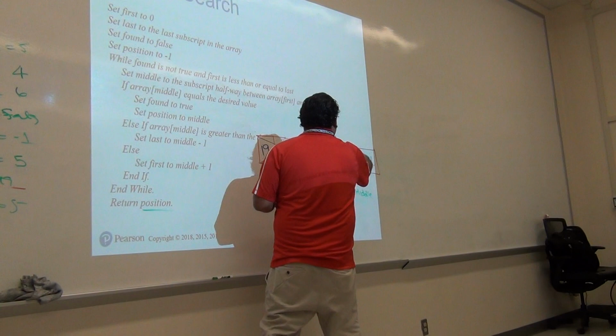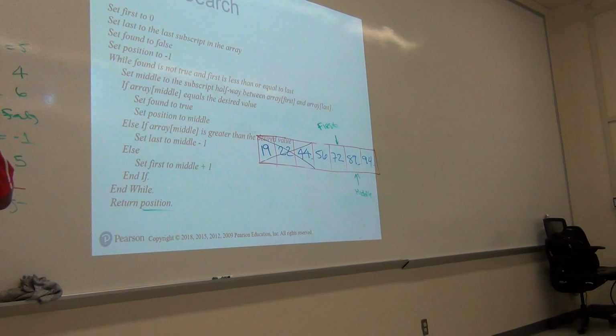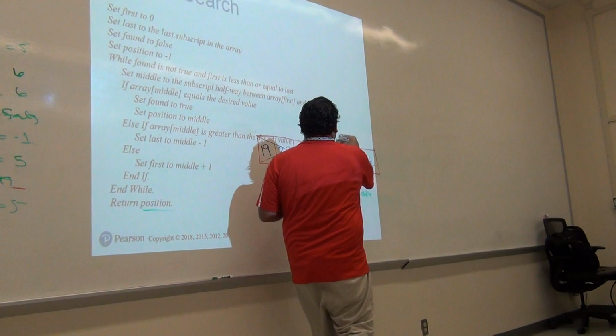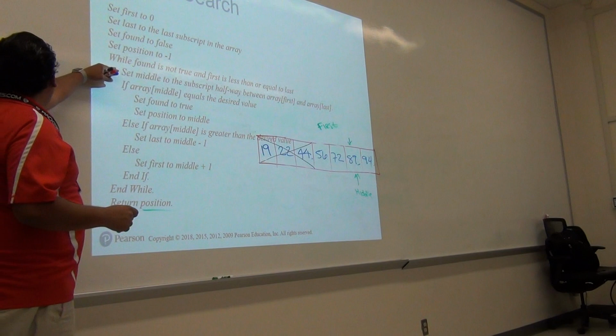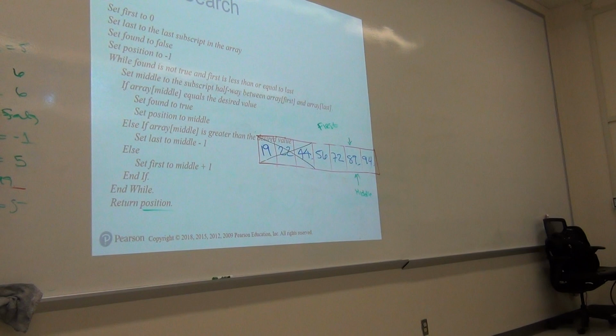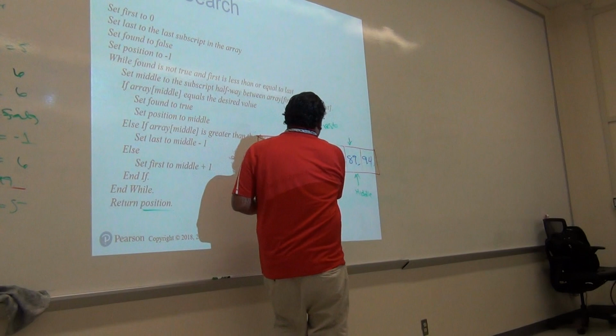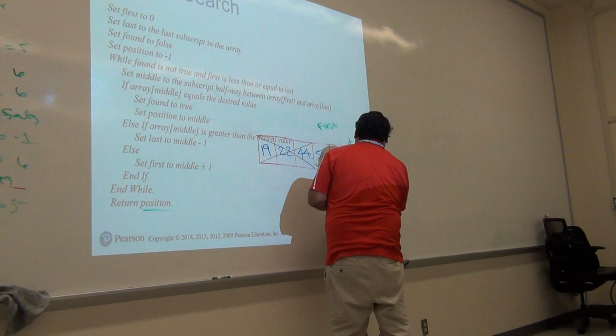First becomes middle plus 1. My middle is 5. Middle plus 1 is 6. So first is now 6. This is now first. Now we need to find the new middle. Six plus six divided by two. What is that? Six. Here's my new middle. 6. 0, 1, 2, 3, 4, 5, 6. Bam.